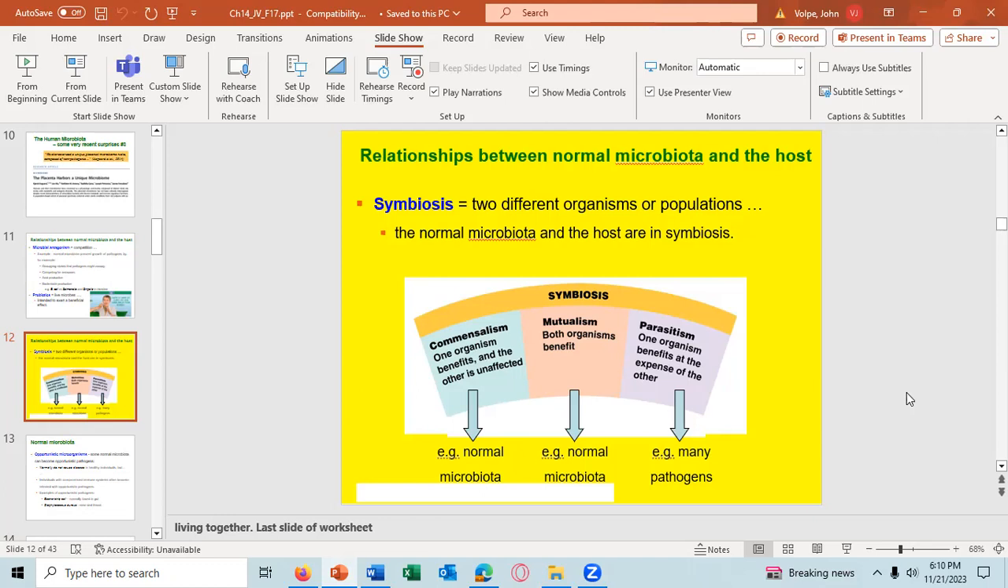All right, the third type of symbiosis is a parasitic symbiotic relationship. That's where one organism benefits and the other organism is physically harmed. All human pathogens are parasitic, meaning they form parasitic symbiosis, because they live on and in the host, but they also do damage to the host, and that's why we call it a parasitic relationship. Any question about any of that?